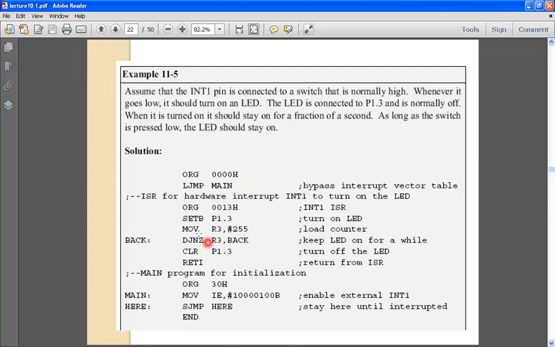Here it will stay on, it will remain on the whole time, for a fraction of a second it is on. So the status of P1.3 during this decrement process of register R3 is equal to high, and when it rolls over to 0 value, R3 is equal to 0, and clear the status of port P1.3, then return from the interrupt. So where will it go? Again it will keep checking here.